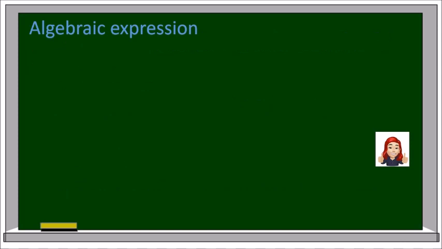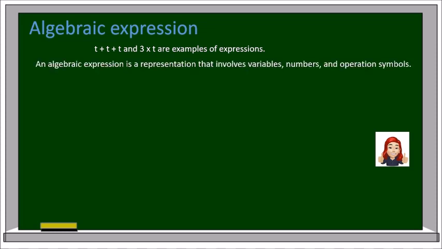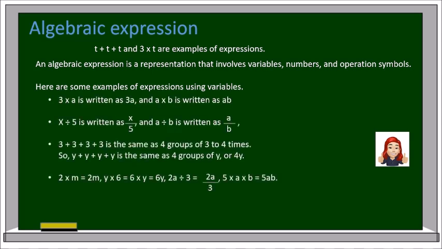Algebraic expression. T plus T plus T and 3 times T are examples of expressions. An algebraic expression is a representation that involves variables, numbers, and operation symbols. Here are some examples of expressions using variables. First, 3 times A is written as 3A, and A times B is written as AB. X divided by 5 is written as X over 5, and A divided by B is written as A over B.